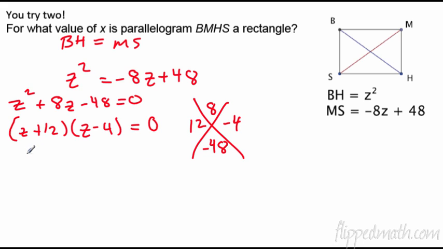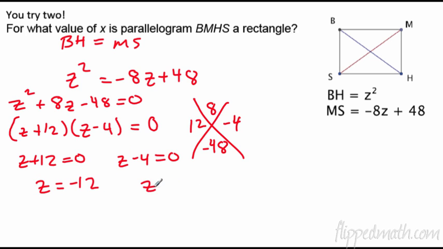As we solve this, remember the zero product property. z plus 12 can equal 0, or z minus 4 can equal 0. So you get z equal to negative 12 and z equal to 4. In the last problem I said, watch out if you get a negative, you have to plug it in and check it. If that answer is negative, it's not possible because this is a rectangle. You can't have negative lengths on a rectangle. So let's plug in these values and see what we get.